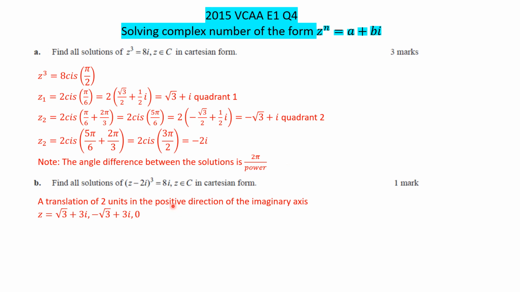So next part, you need to use the result from part A to solve this. Comparing z to z minus 2i, you have a translation by 2 units in the positive direction of the imaginary axis. That's why for this solution here you add 2i to it to get root 3 plus 3i. For the second solution, you add 2i to get negative root 3 plus 3i. And for the last solution, you add 2i to that to get 0.